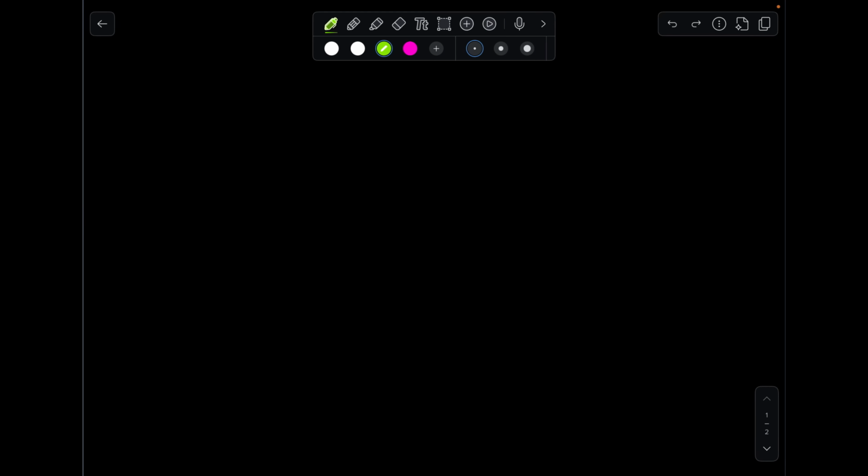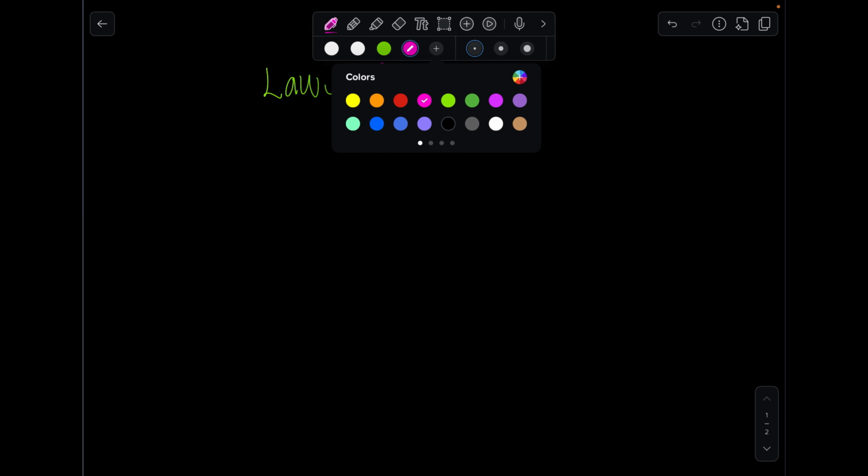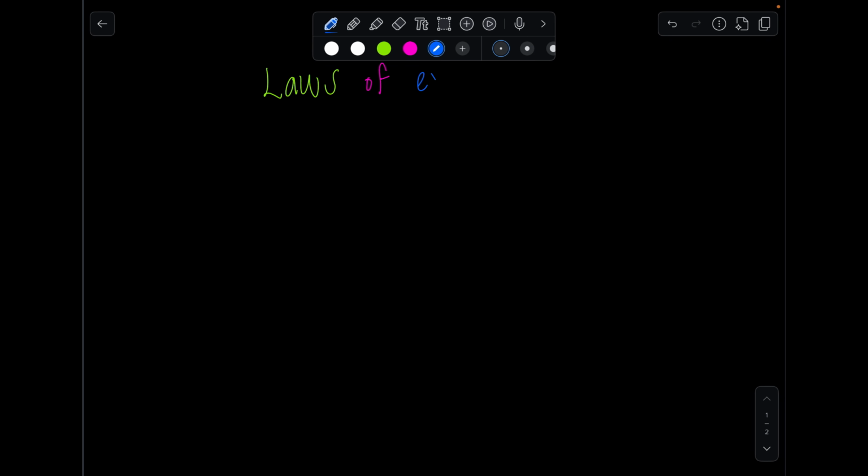Okay, we are going to go ahead and dive into laws of exponents. You need to understand the laws like the back of your hand, or you'll be left behind. All right, laws of exponents. Let's dive into some examples, some problems, and make sure you understand these laws.